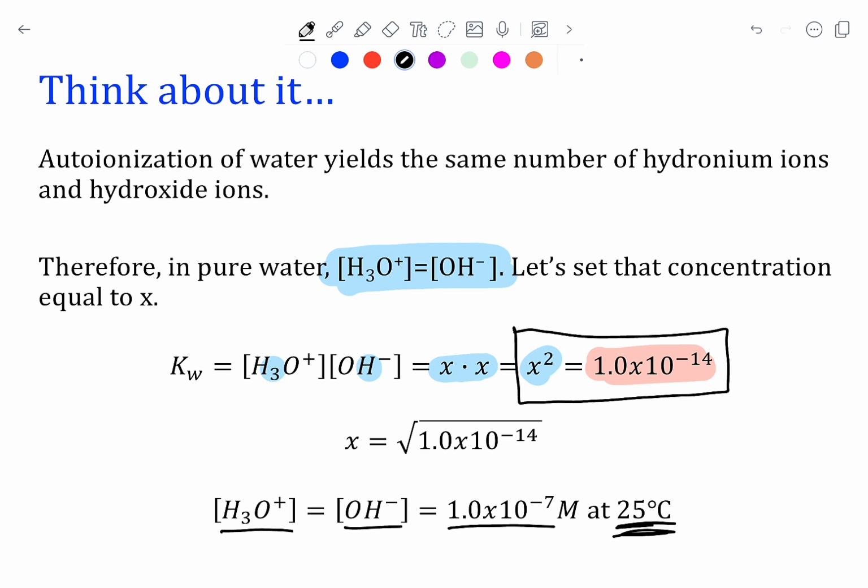But no matter what that temperature is, those ion concentrations are going to be equal to each other. So this is at any temperature. H3O plus and OH minus are always going to be equal to each other at any temperature.